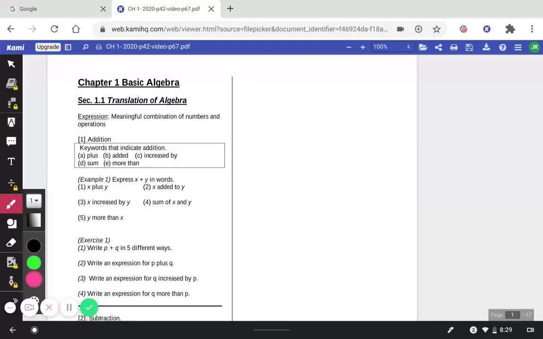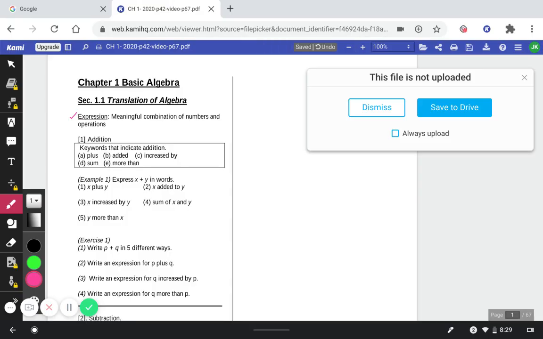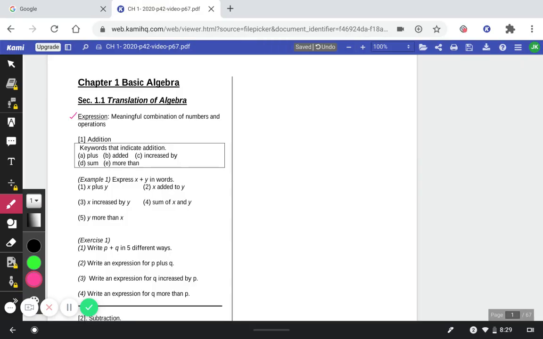what the expression is. An expression is a meaningful combination of numbers and operators. That's an expression. A typical example of an expression is 2x plus 5. So that's an expression.